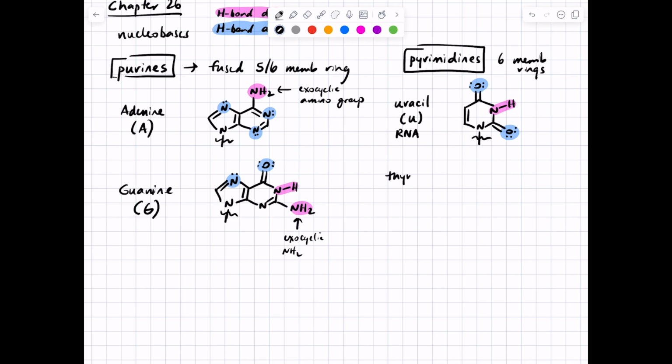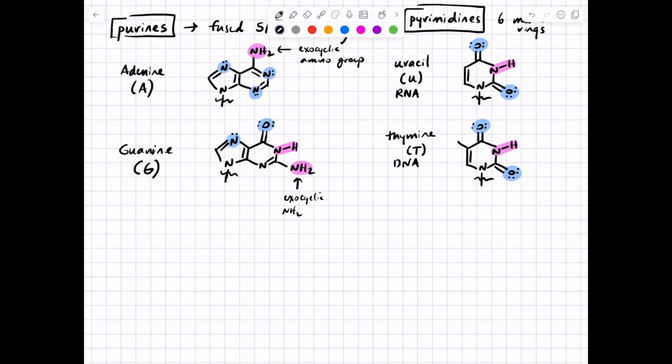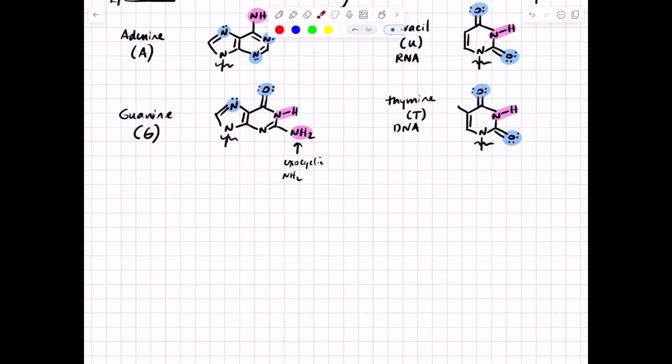Thymine is the DNA equivalent of uracil, and thymine differs from uracil only in the presence of a methyl group at that carbon. Of course, as you know, thymine forms Watson-Crick base pairs with adenine. Uracil forms Watson-Crick base pairs with adenine. And then guanine forms a Watson-Crick base pair with the last of the bases, which is called cytosine.